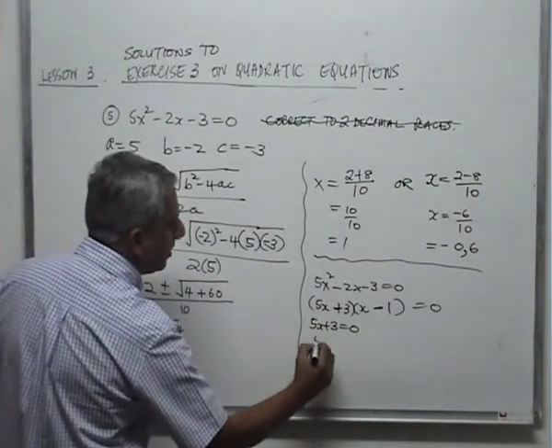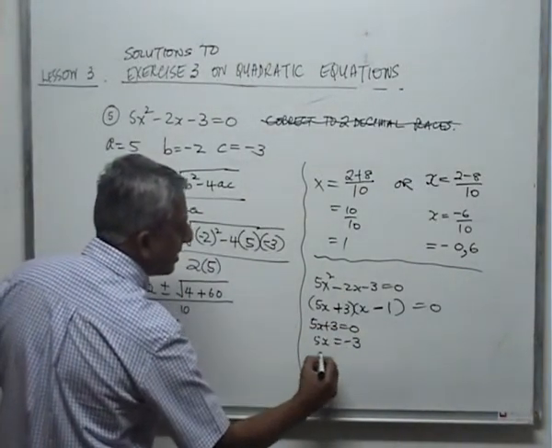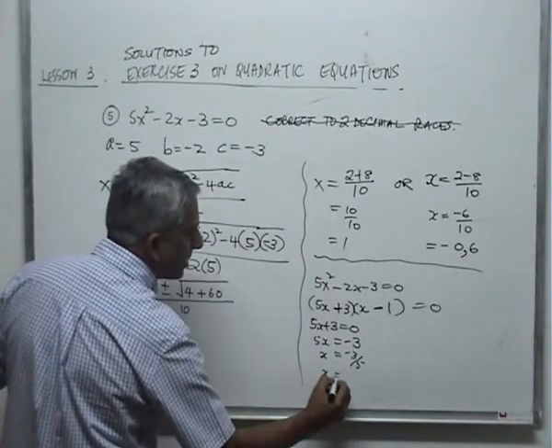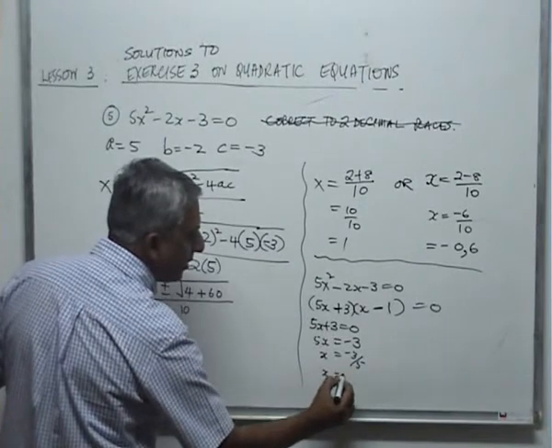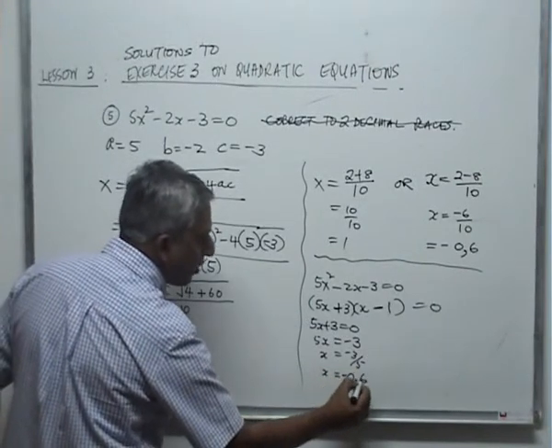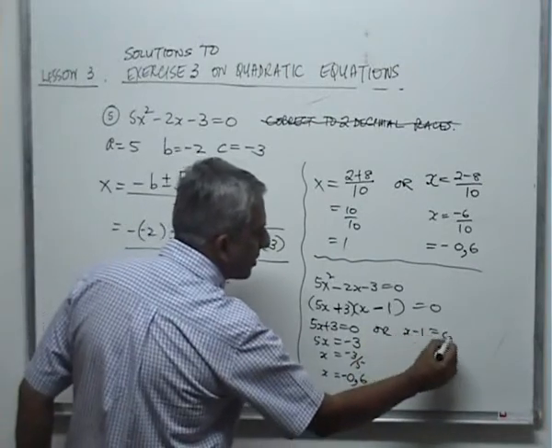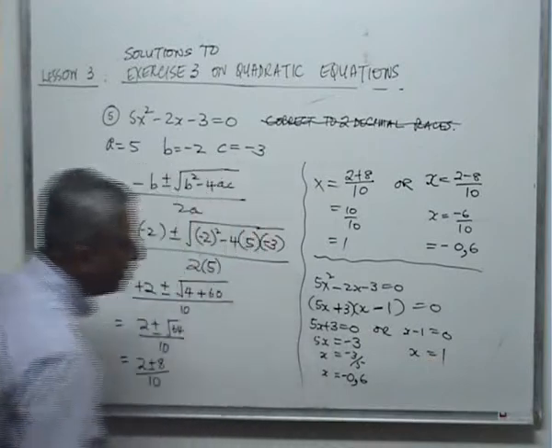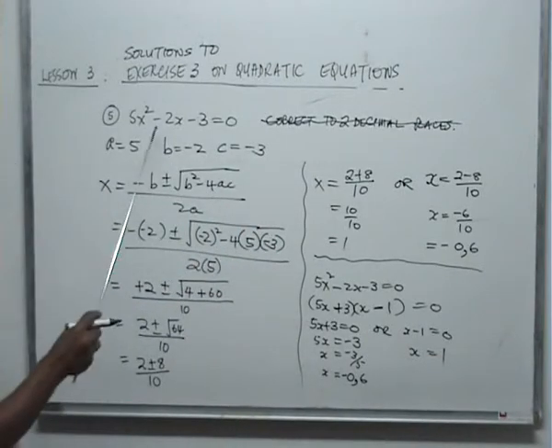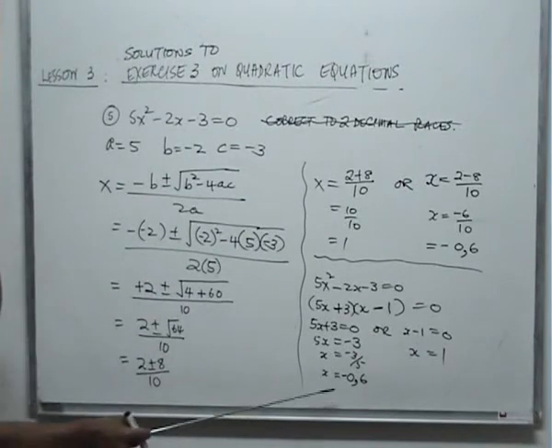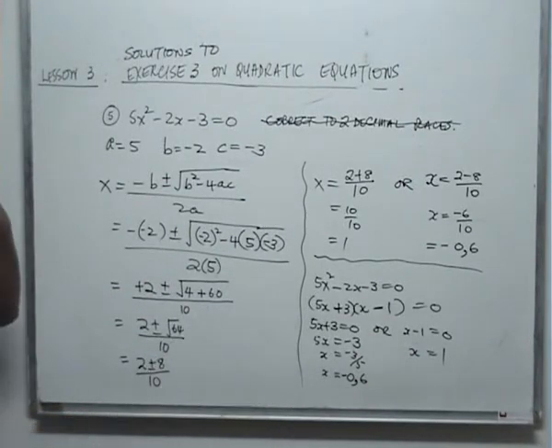So if you didn't use the formula and you factorized this example, you'll get 5x plus 3 is equal to 0, 5x is equal to minus 3, x is equal to minus 3 over 5, and when you put minus 3 over 5 in the calculator, you're going to get minus 0,6. Or x minus 1 is equal to 0, x is equal to 1. So here's an example that could be done both ways. There was no need to correct to 2 decimal places because it works out to an exact answer. So that was number 5.